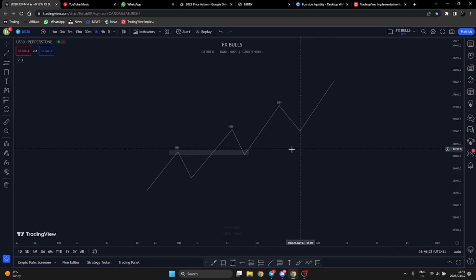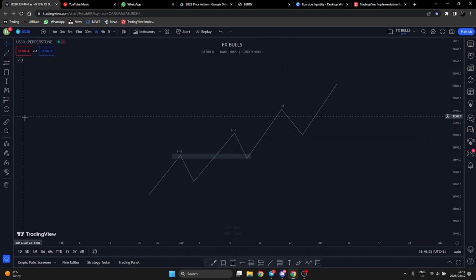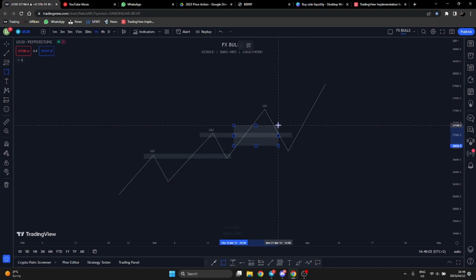So basically what I'm saying is, if it breaks this high, so if it breaks this one right here, you can buy that one. But you're not always going to get this perfect market structure. So this is not always going to be the scenario. It might come in tapping deeper.